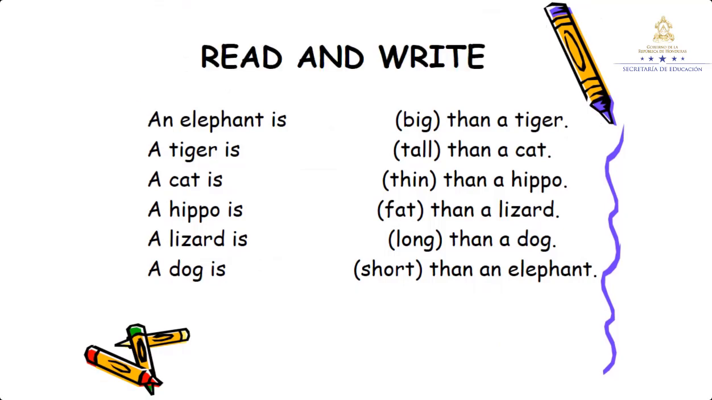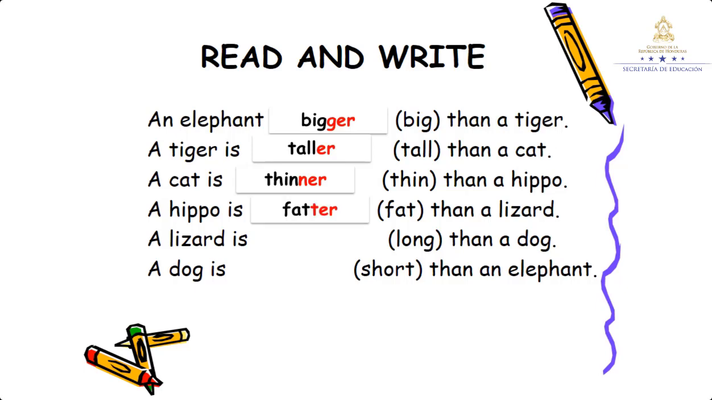Read and write. An elephant is bigger than a tiger. A tiger is taller than a cat. A cat is thinner than a hippo. A hippo is fatter than a lizard. A lizard is longer than a dog. A dog is shorter than an elephant.